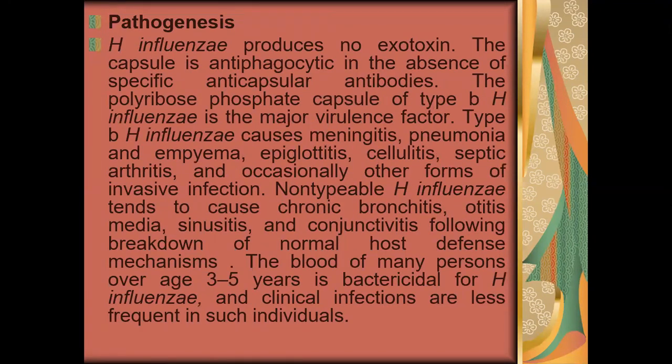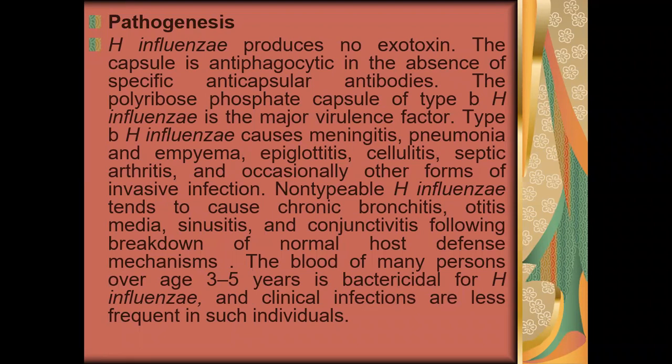Now, pathogenesis. Haemophilus influenzae is unable to produce toxin, but the capsule is antiphagocytic. In the absence of specific anticapsular antibodies, the polyribose phosphate capsule of type B Haemophilus influenzae is the major virulence factor of this bacteria, as this capsule can enhance a humoral immune response to produce antibody against this bacteria.